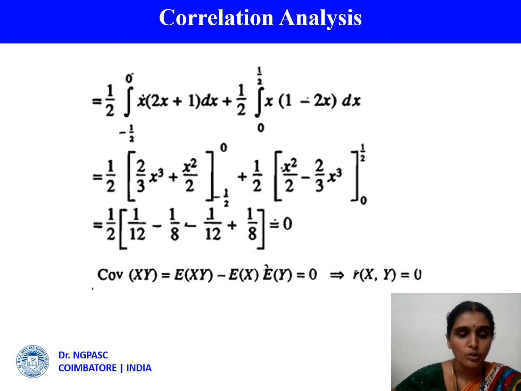Substitute it in the formula. Covariance of x comma y is equal to e of x into y minus e of x into e of y. We already know that e of x is equal to 0 from the previous slide, and e of x into y is equal to 0, which is given here. So we will get r of x comma y is equal to 0. That implies that for the given question, for the given variables x and y, there is no correlation between them.